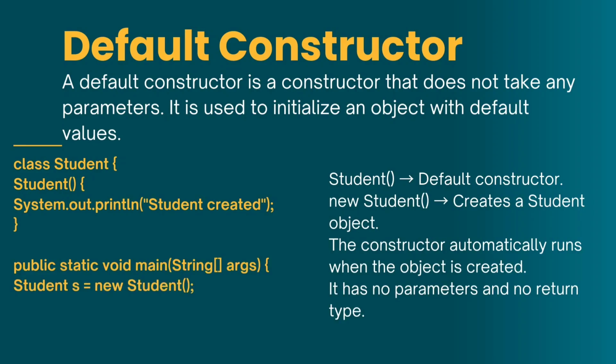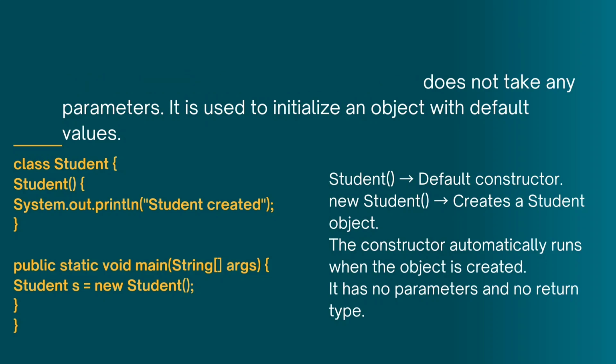Default constructor. A default constructor is a constructor that does not take any parameters. It is used to initialize an object with default values. In the Student default constructor, new Student() creates a Student object. The constructor automatically runs when the object is created.